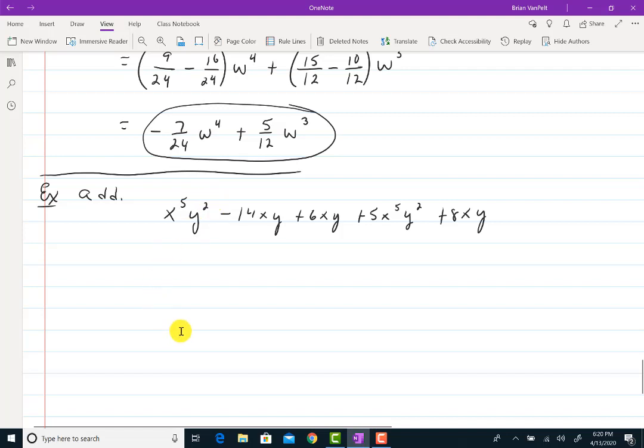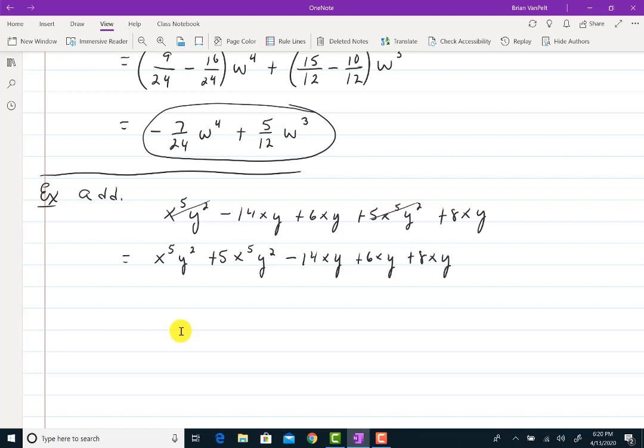Anyways, what I'm going to do is put my x to the fifth y squared terms together. So I had an x to the fifth y squared plus a 5x to the fifth y squared. As you use them up, I kind of just mark them off so that I know that I've used them. And then I have all the stuff that was attached to xy. So let me write those next: negative 14xy plus 6xy plus 8xy. Now, I'm going to put a 1 in front of this just to make it evident.